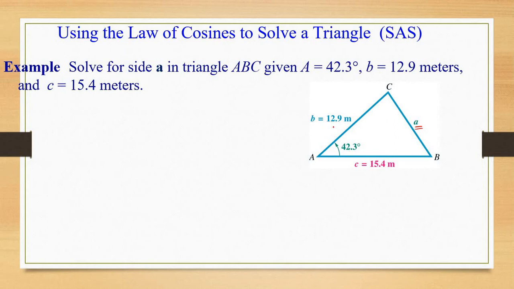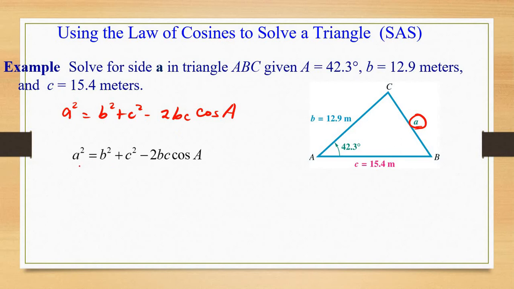So we write the given. Angle A is 42.3 degrees. Side B is 12.9 meters. And C is 15.4 meters. Again, if you remember the formula here, we are trying to solve for A. If that is A squared, then in here we place immediately cosine of angle A. The remaining sides of the triangle, that would be B squared plus C squared minus 2BC. After that, we just have to substitute the values in our formula. So A squared is equal to B squared plus C squared minus 2BC cosine A. Substitute the values.